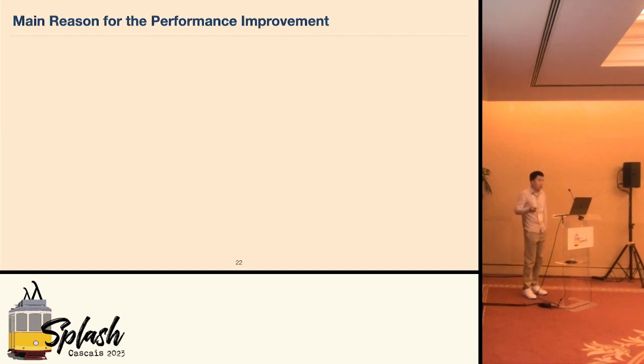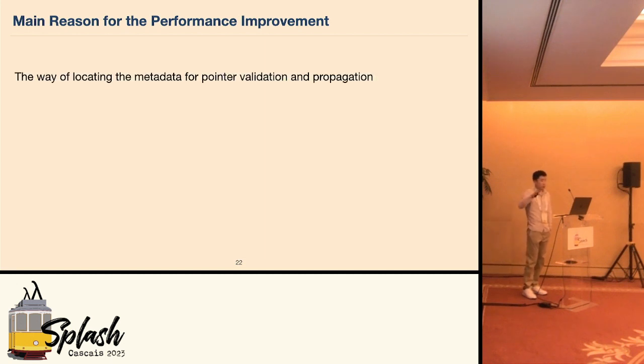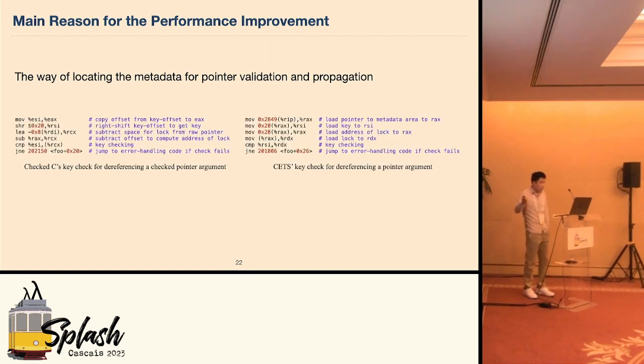And the main reason for this giant performance gap is how the two approaches locate the metadata for pointer validation and propagation. So here's the comparison of the key-lock checking procedure for dereferencing a pointer argument. In our approach, we only use 1 load, while SETS uses 4 loads. And because a load instruction is already 2 orders of magnitude slower than a lightweight bitwise or arithmetic operation, this explains the giant performance difference.